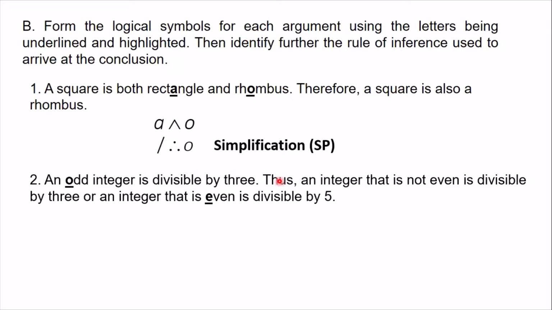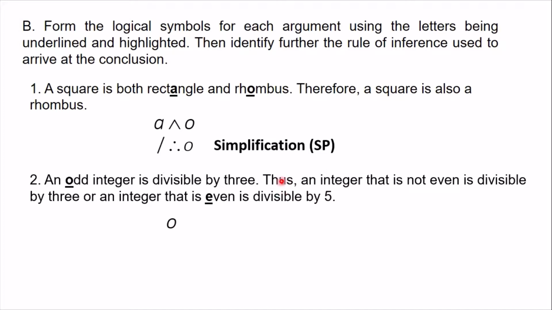Thus is already a conclusion, an integer that is not even. Take note, the "not even" is already an odd. So therefore, not even is an odd, is divisible by 3, or an integer that is even is divisible by 5. So our first premise, an odd integer is divisible by 3, that's only O. Okay? It has no "or", no "if then", and no negation. Just a single or simple statement which is O.